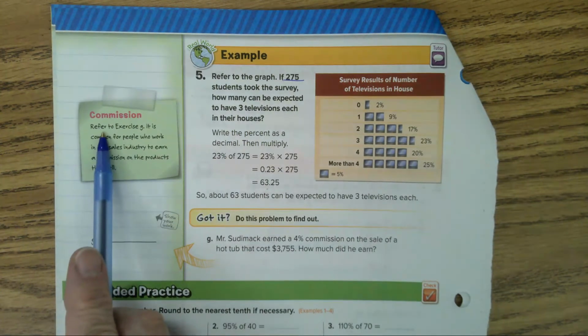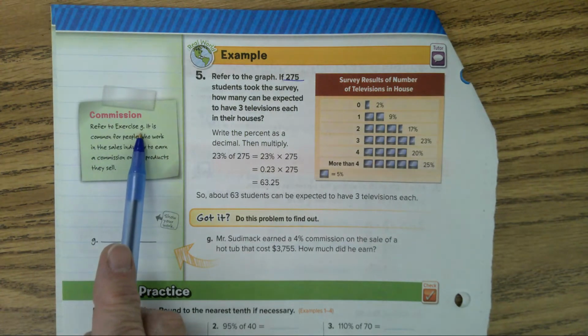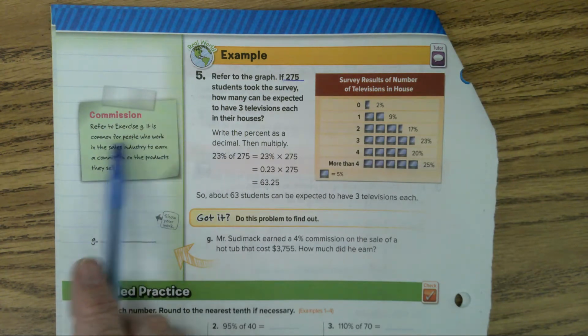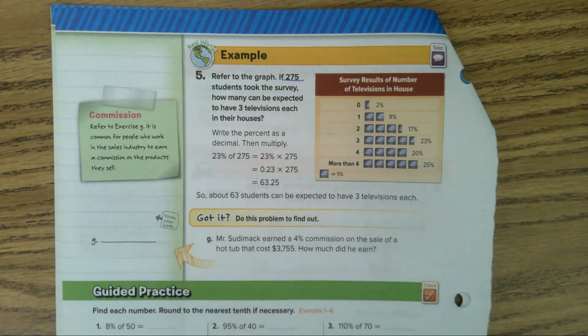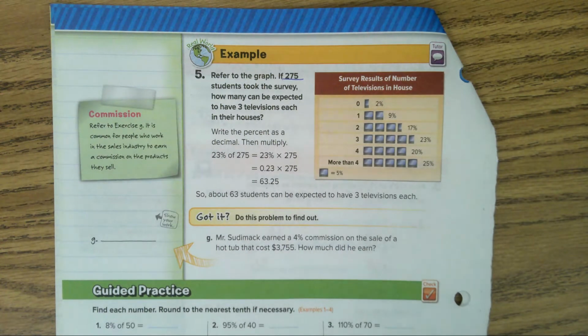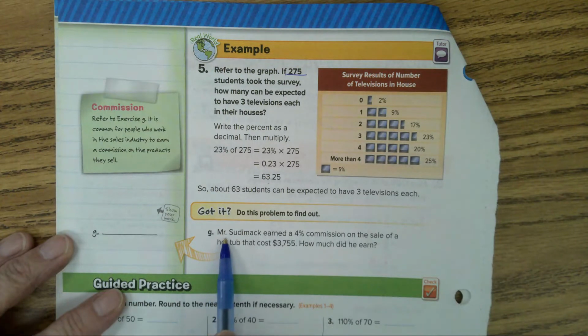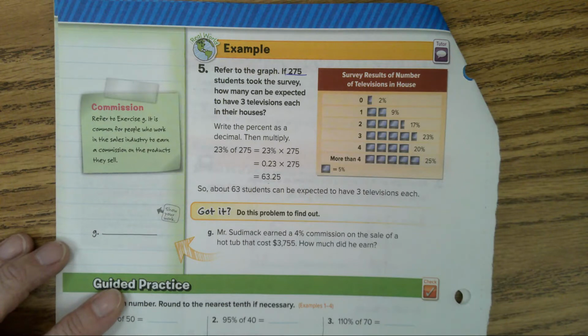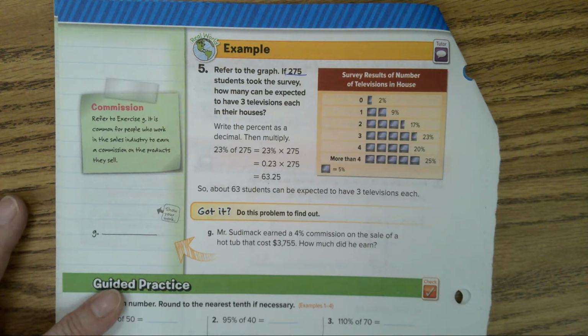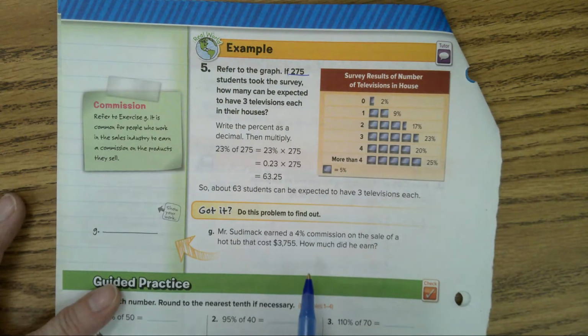It says, refer to exercise G. It is common for people who work in the sales industry to earn a commission on the products they sell. So for letter G, it says, Mr. Sudamak earned a 4% commission on the sale of a hot tub that cost $3,755. How much did he earn? So some of you might not know what the word commission means.